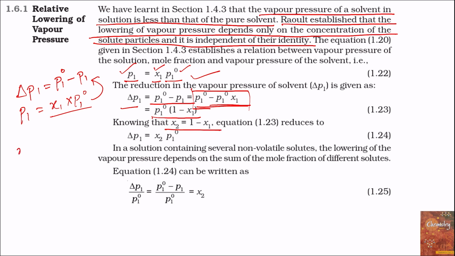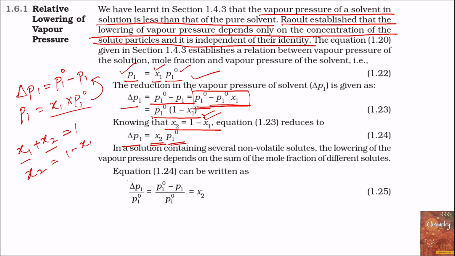Now mole fraction of solvent plus mole fraction of solute is equal to 1. x1 and x2 denote the mole fraction of solvent and solute in the solution. So mole fraction of solvent plus mole fraction of solute in solution is equal to 1. Mole fraction of solute is equal to 1 minus x1, that is 1 minus mole fraction of solvent. Putting the value of 1 minus x1 in this equation, the equation obtained is delta P1 is equal to mole fraction of solute multiplied by vapor pressure of pure solvent.